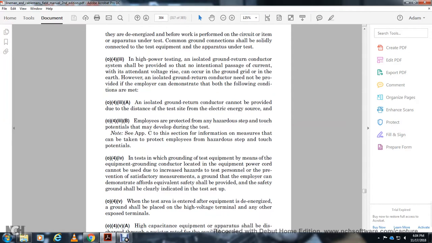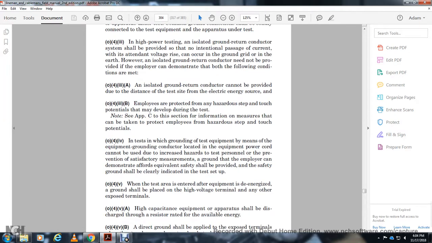In testing where the ground of the test equipment by means of the equipment grounding conductor located in the equipment power cord cannot be used due to the increased hazard to test personnel, a satisfactory measurement of the ground of the employee, with demonstrated cord-equivalent safety, shall be provided. The safety ground shall be clearly indicated in the test setup. In the test area, after the equipment is energized, the ground shall be applied to the high voltage terminal and any other exposed terminals.